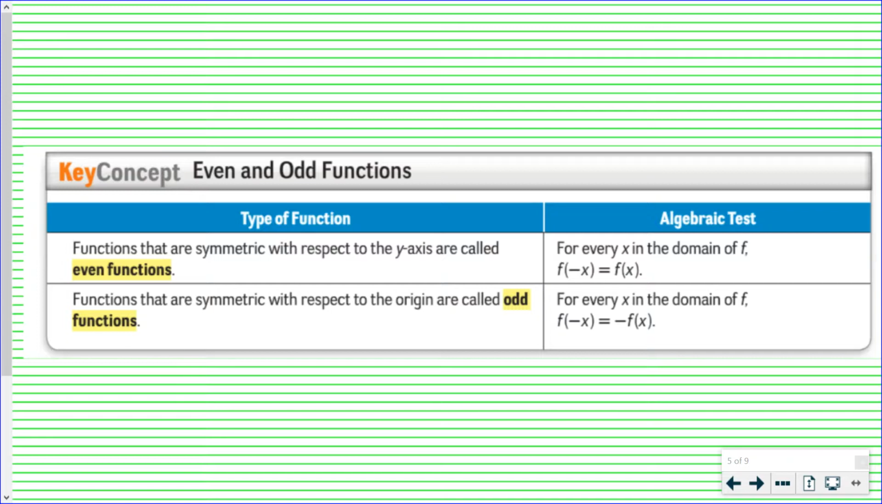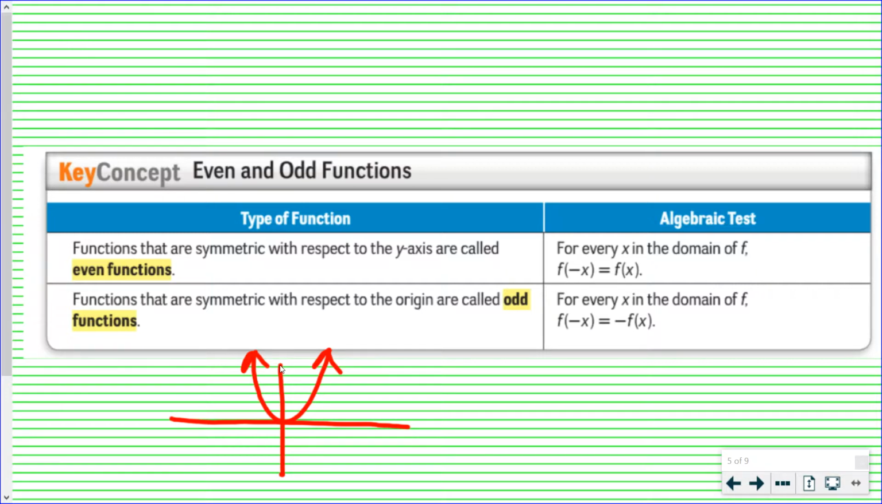So for even functions, they have to be symmetric with respect to the y-axis, and odd functions are symmetric with respect to the origin. So some of you guys are saying, well, I've got an even function, this one here, our basic parabola, that is an even function because it is symmetrical across the y-axis.